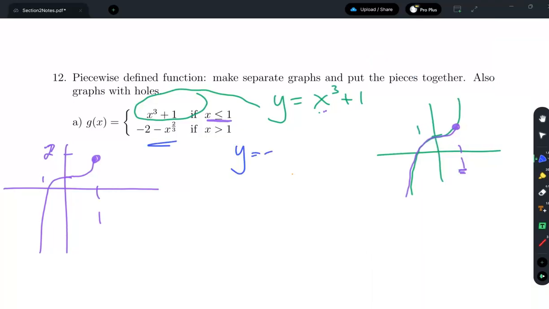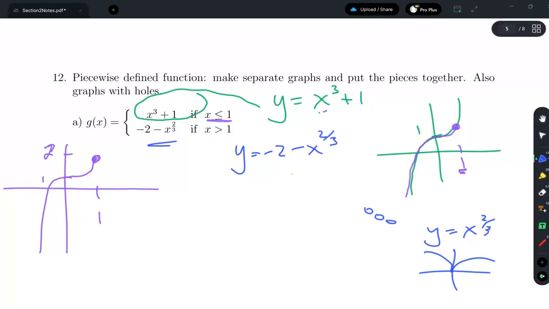So now let's go figure out what the other graph is. So y equals negative 2 minus x to the 2/3. So I'm thinking, I know what y equals x to the 2/3 looks like, right? That's the cuspy thing. And if I do the negative of it, doesn't that flip it over the x-axis? Okay, so that looks like that. And then what is that negative 2? It shifts it down by 2.